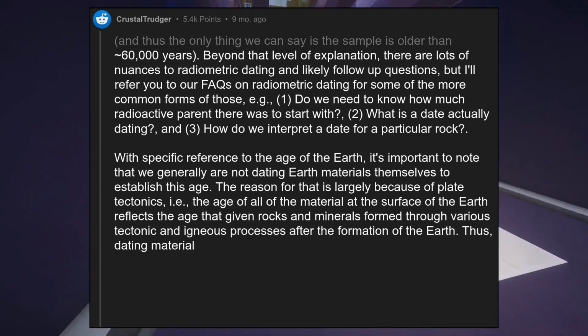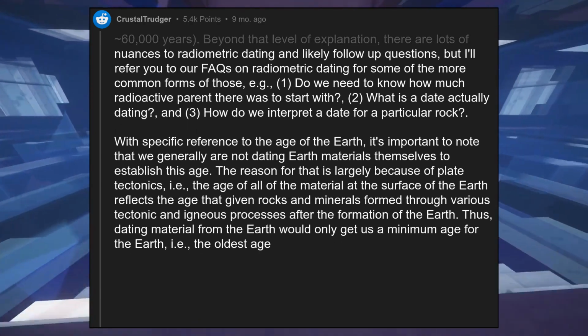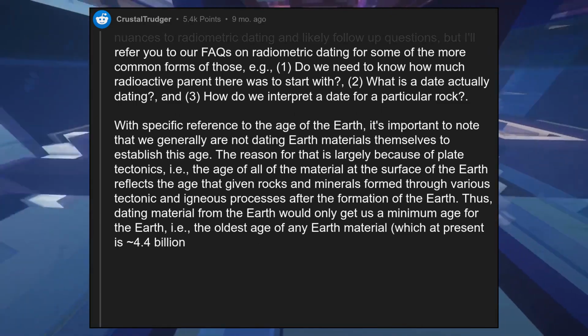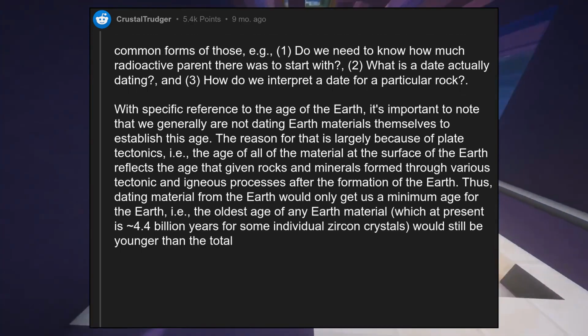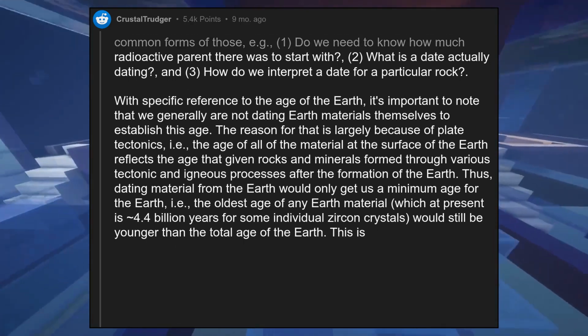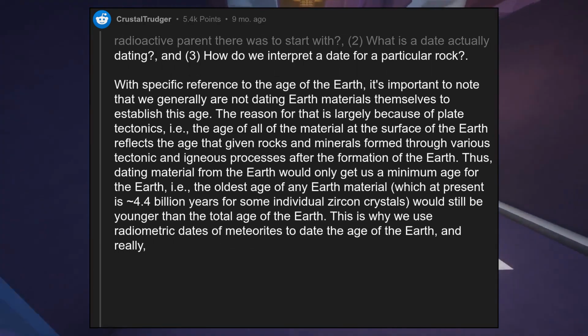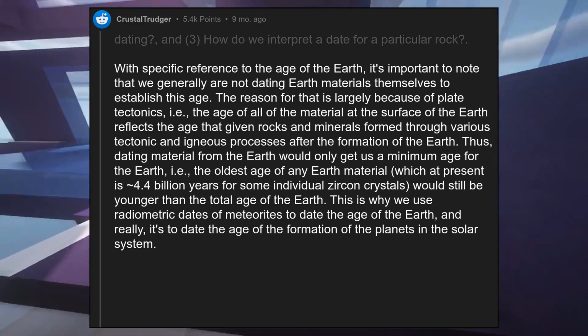Thus, dating material from the Earth would only get us a minimum age for the Earth, i.e., the oldest age of any Earth material, which at present is approximately 4.4 billion years for some individual zircon crystals, would still be younger than the total age of the Earth. This is why we use radiometric dates of meteorites to date the age of the Earth, and really, it's to date the age of the formation of the planets in the Solar System.